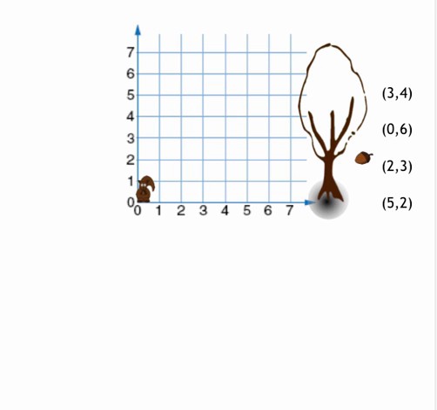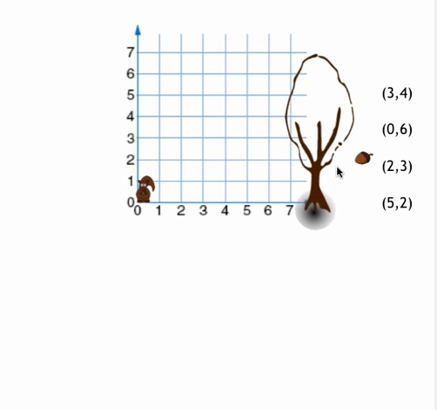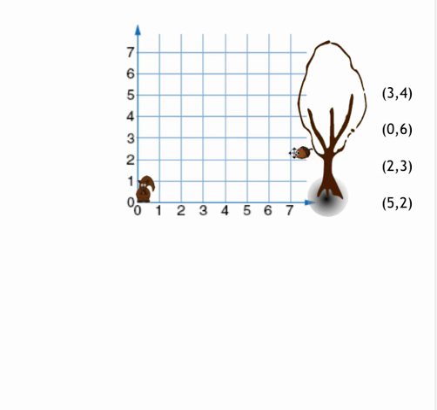This time, we're going to hide the acorn, and we're going to let you practice hiding the acorn at these points on the coordinate grid. So where would the first one go? (3, 4). So they're going to have to go over 3 and up 4. So 1, 2, 3, first number. The second number, go up 4: 1, 2, 3, 4. That would be the first one.